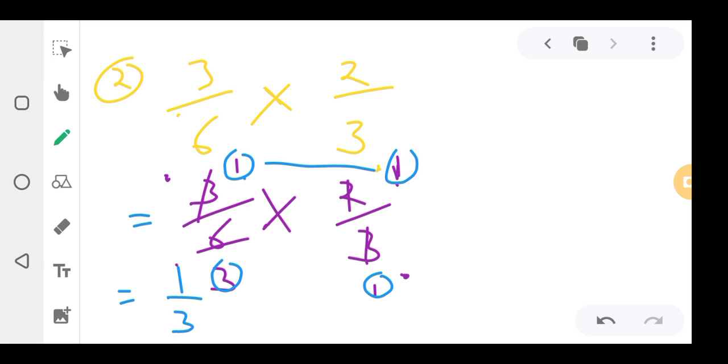Why didn't I multiply direct? Because these numbers are factors of one another. I can multiply direct, but because they are factors of one another, I divide them before I multiply.